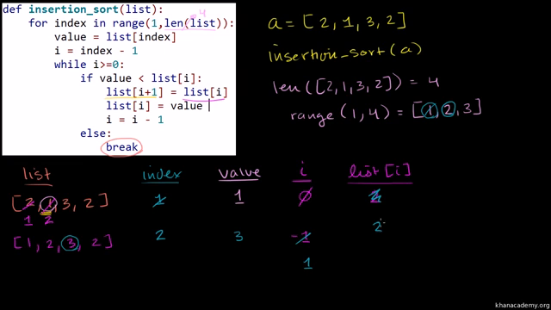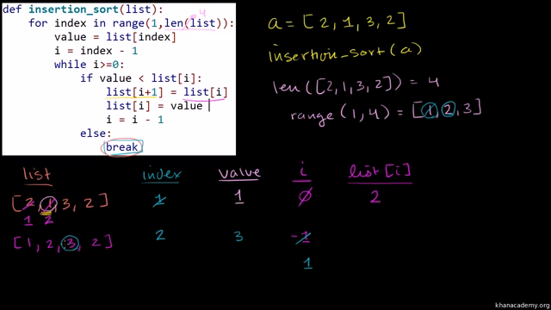So I actually didn't have to cross that out. It is still 2 right over there. And so if 3 is less than 2, do this. Well, 3 isn't less than 2. So you're going to do the else clause, and you're just going to break out of this while loop.